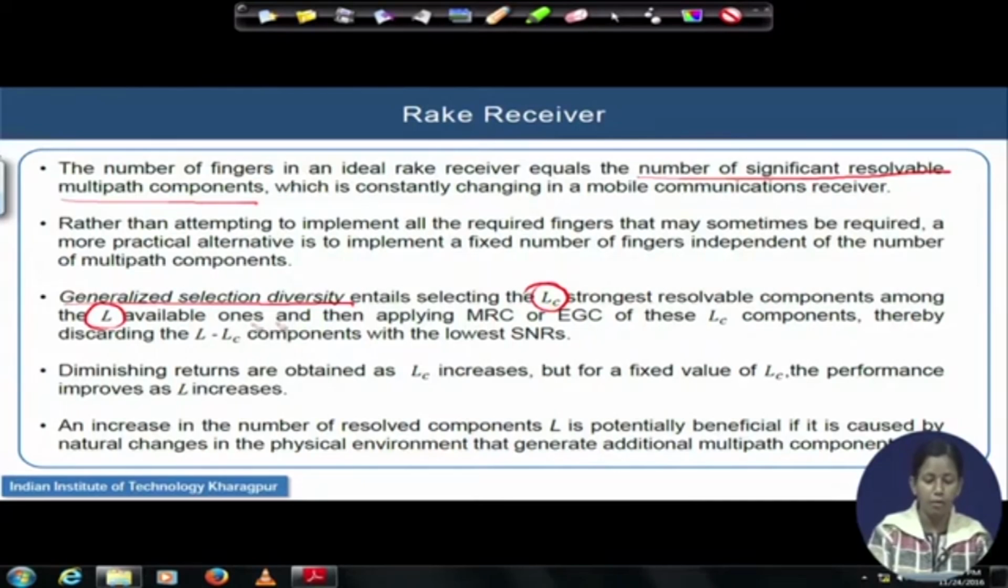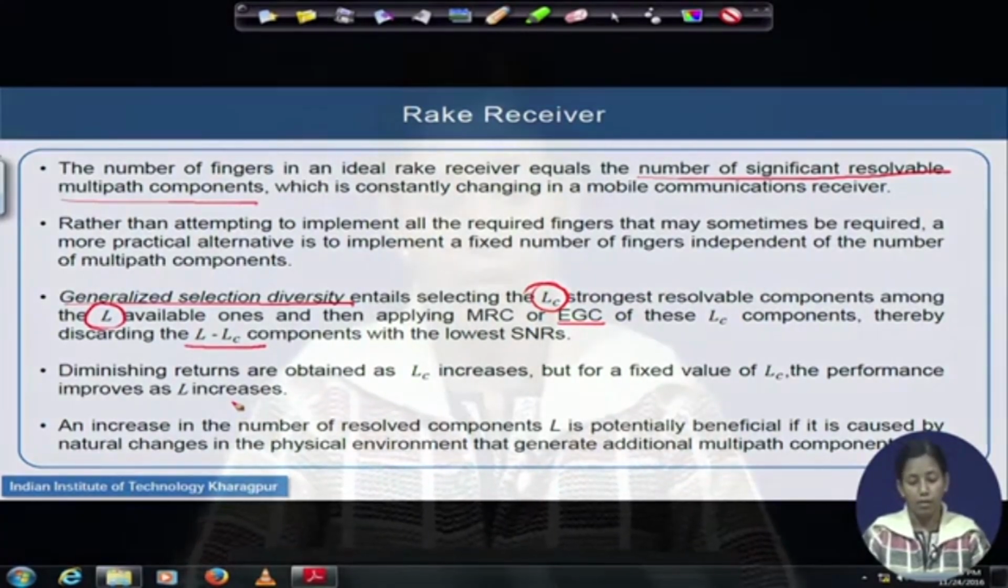And then we can combine the maximum ratio combining in the receiver, or equal gain combining, of these LC number of strong multipath components to get the output of the Rake receiver. And the L minus LC components are rejected because they have the lowest SNRs. In order to choose the typical value of LC, we can also put a threshold on the SNR values, so that it will be helpful to choose those multipaths having an SNR higher than the predefined threshold.